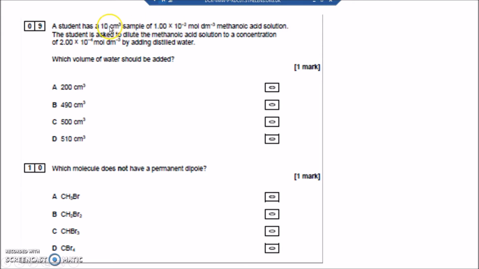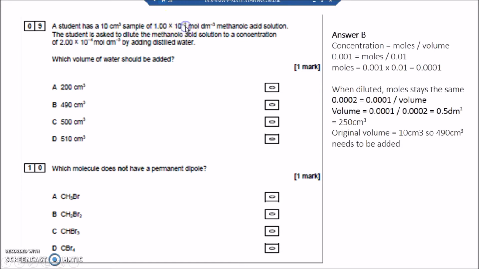The one problem is, in concentration equals moles divided by volume, the volume's got to be in decimeter cubed. Taking a small unit value like centimeter cubed into a larger one like decimeter cubed, I'm going to divide by 1,000, so that's 0.01. So 0.01 multiplied by 1 times 10 to the minus 2. Let's do spoilers. 0.001, which is the concentration, equals moles divided by 0.01. So we've converted the centimeters cubed into decimeter cubed. So moles is these two multiplied together, as we said, which is 0.0001. Okay.